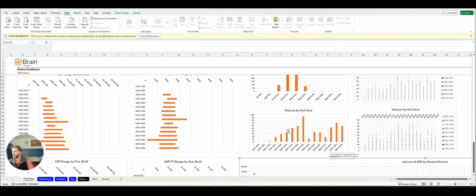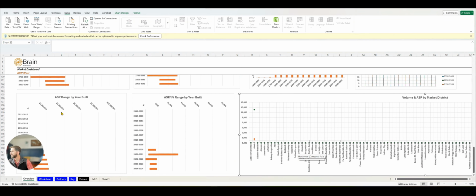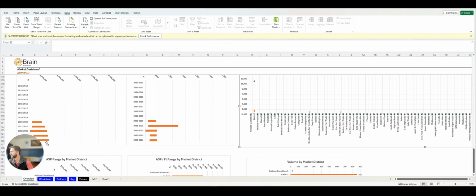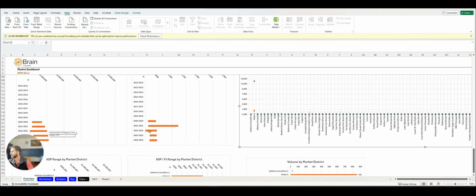Yeah, so now we can kind of see most popular is, again, that seems like there's some sensitivity here. All right, and then this is ASP range by year built. The newer you are, the more expensive you can be.